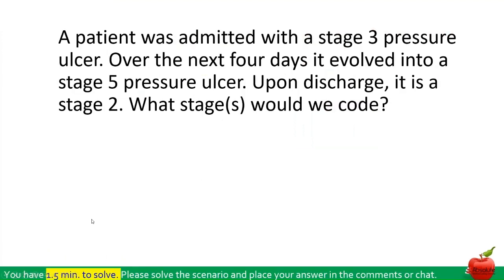Now, with this one, again, what stages would we code? We know that there's two. We're going to go ahead and just let the cat out of the bag. I want to be sure you got this. So we're going to take a look at this one. And indeed, this patient was admitted with a stage 3 pressure ulcer. And over the next 4 days, it evolved into a stage 5 pressure ulcer. Upon discharge, it's a stage 2. Again, what stages would we code?